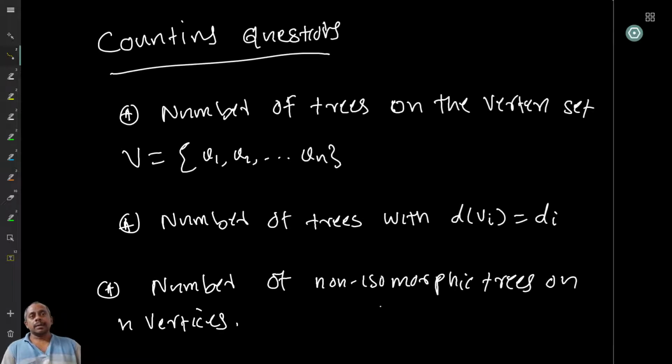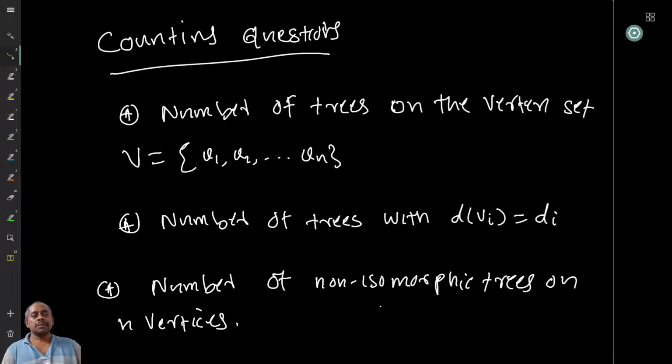Now, the number of trees where each vertex degree is specified. Let's say v1 has degree exactly d1, v2 has degree exactly d2, etc. In this case, can we count the number of trees? Or you can ask for the number of non-isomorphic trees on n vertices, because when you have labeled trees, there could be isomorphism between some of the corresponding trees.